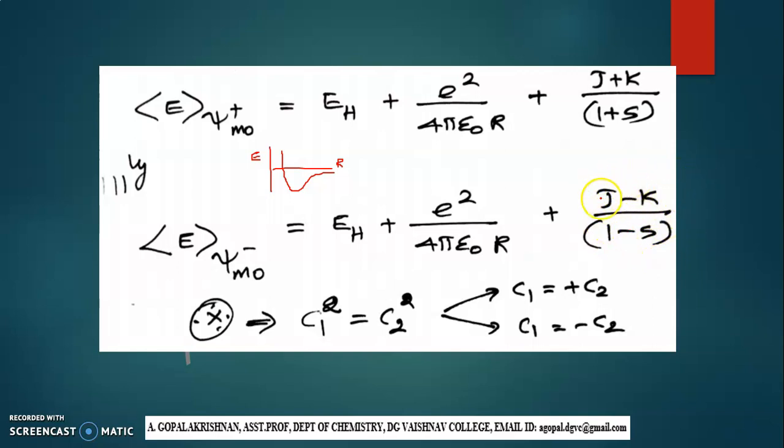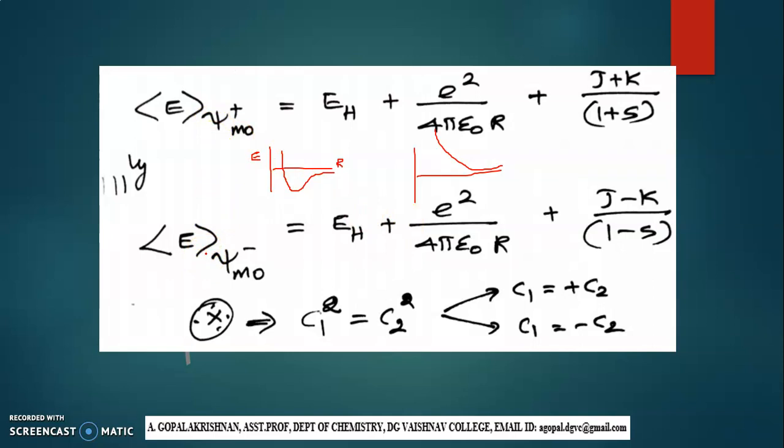Since this is a positive term, the average energy of the psi minus state will always be greater than the energy of an individual hydrogen atom. Here, as R decreases, the average energy keeps on increasing. So for the psi minus state we will get a graph which appears something like this. It keeps on increasing. This is the result we obtain in the derivation of the average energy.